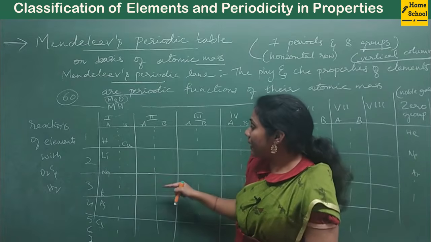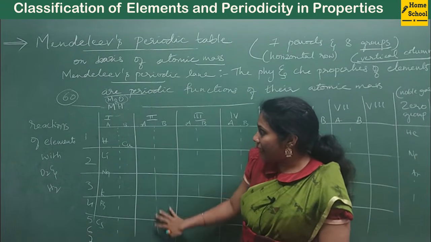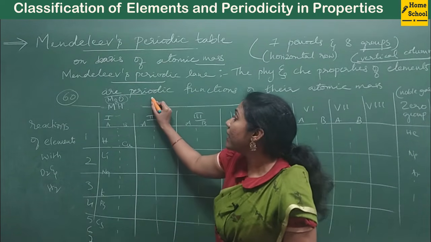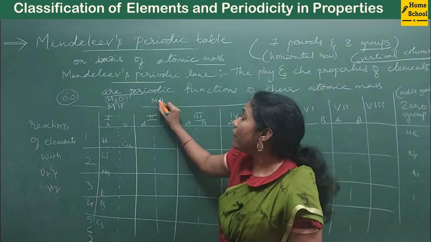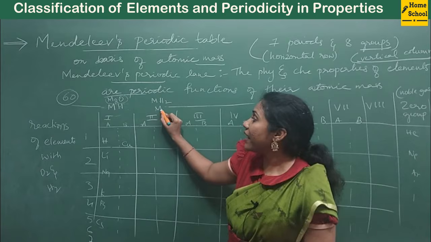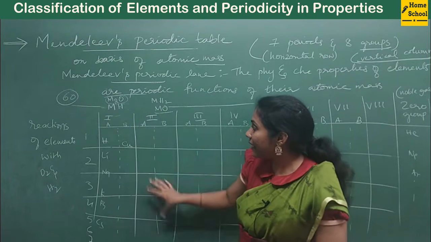Okay, and similarly, when he placed the elements in the second group, all of them, when they reacted with hydrogen, gave this kind of hydride. And similarly, when they reacted with oxygen, they gave this kind of oxide. M in the sense what? Any element in group 2.